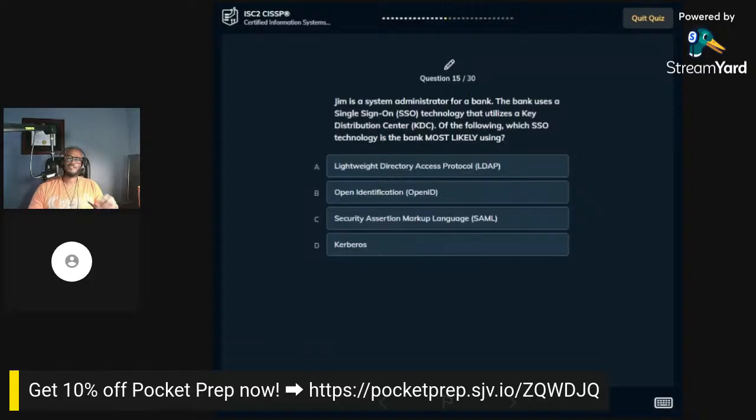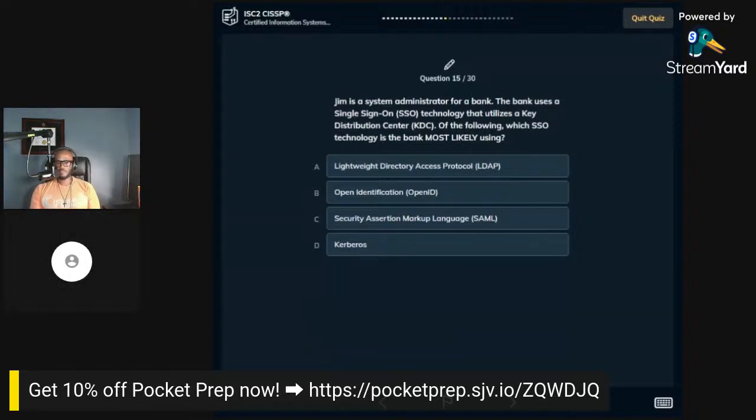I almost went with Kerberos because I saw KDC. That'll be SAML, I believe, because it's saying single sign-on. But I was thinking of a ticket. It might be Kerberos because a KDC is in the Kerberos too.